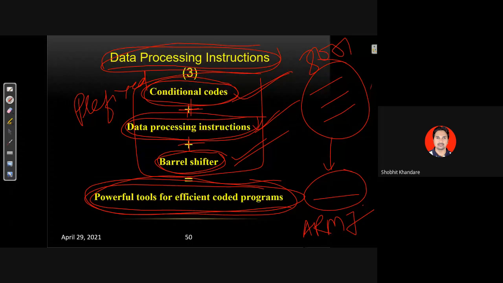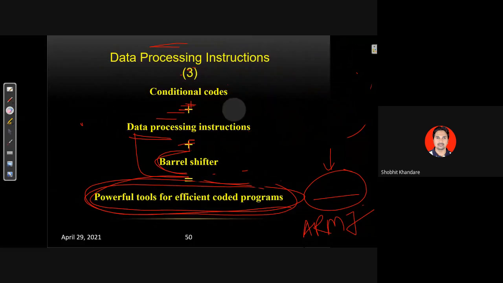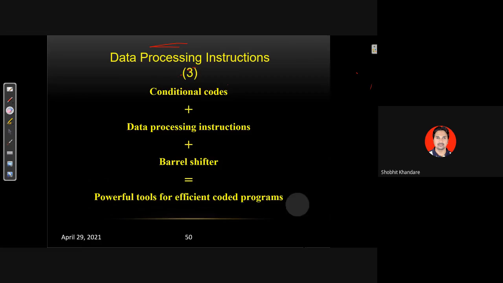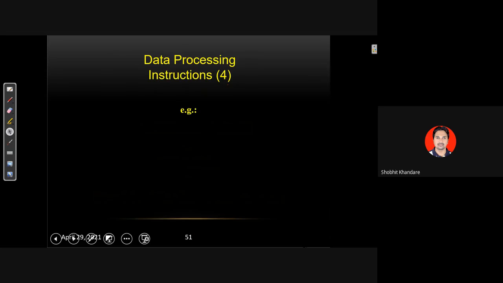Okay, so I will give you the best example now. An example in which you will be able to see prefix conditional code plus data processing instruction plus parallel shifter. See, we haven't studied the instructions yet, but my job is to tell you how powerful a tool is available in ARM. Later we will see the instructions. Now this is an example in which all three things are added. Okay, we will see now.